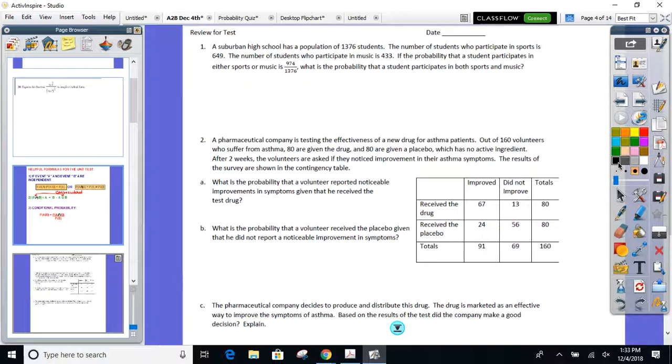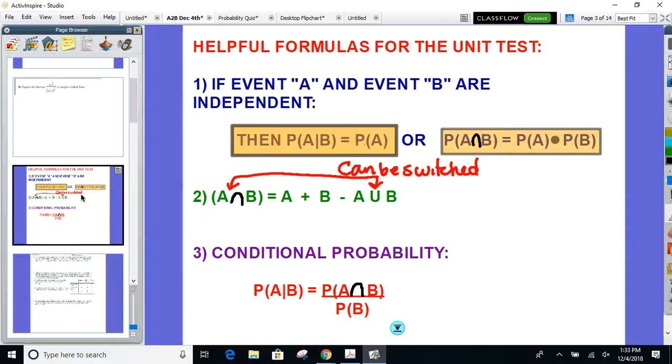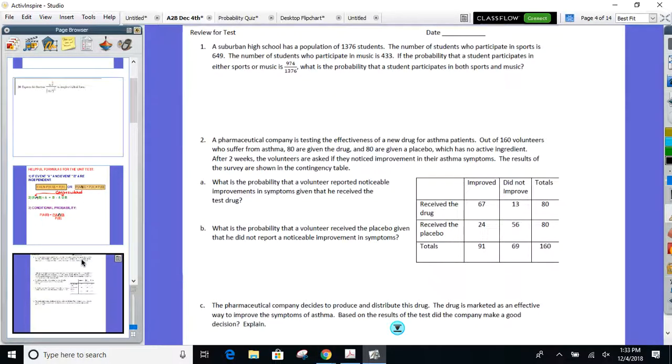What am I looking for? What's the question asking? Sports and music. I think we got a formula for and, don't we? All right, we got a formula to find and. So first, give me the probability of sports here. Just so you guys know, I'm using this formula right now. To find the and, I'm going to take the two added up and subtract out the or from it. So go ahead. What's the probability they do sports?